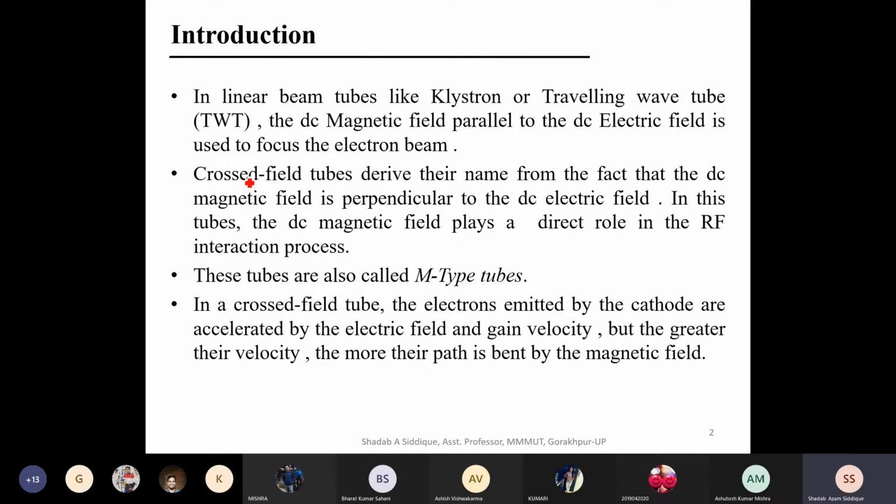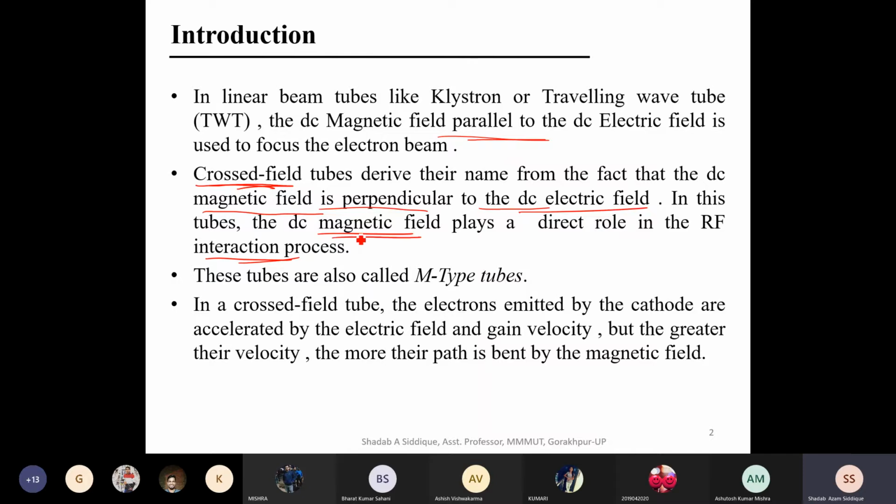Now in the cross field amplifier, the name suggests it is a cross field. There it was parallel, now it is perpendicular. Cross field tubes derive their name from the fact that the DC magnetic field is perpendicular to the DC electric field. In the magnetron, the electric field and magnetic field are perpendicular to each other. And in this tube, the DC magnetic field plays a direct role in the RF interaction process.